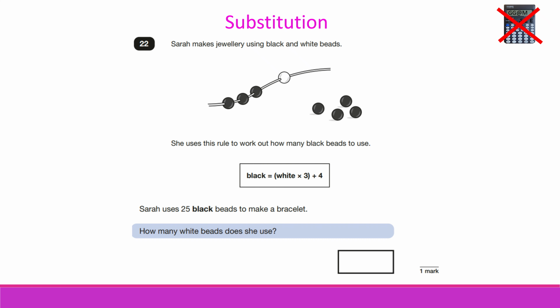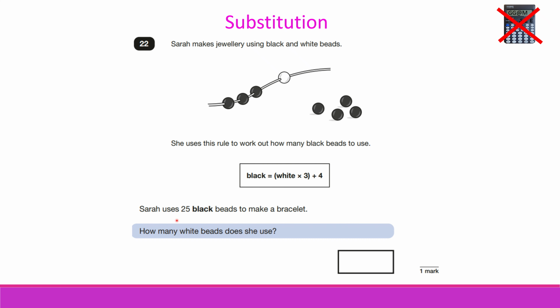Now in this question, this links on to another question which is very similar. You can see in our diagram we have Sarah making jewellery, and there are 3 black beads up here, 1 white bead, and there are 4 beads on their own. You're told that she uses this rule to work out how many black beads: the number of black beads is equal to the white beads times 3. So I've got 1 white bead, I times it by 3, which gives me the 3 black beads. And then I've got to add on these extra 4 beads that are given initially.